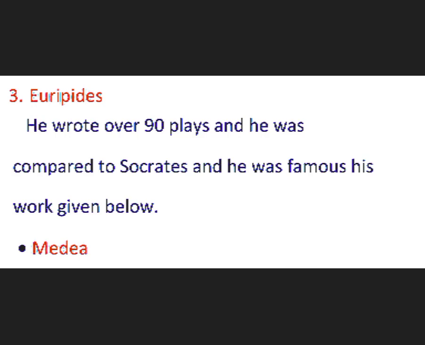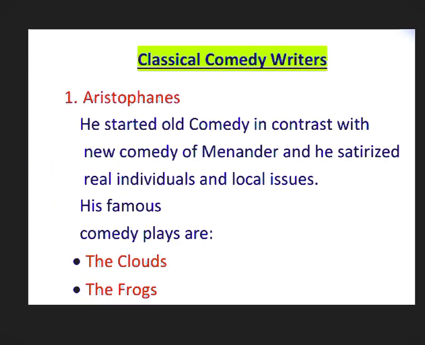Now the third one is Euripides. He wrote 90 plays, and he was compared to Socrates, and he was famous for his work which is given below, the Medea. Now we revise the great tragedy writers. The first one is Aeschylus, the second is Sophocles, and the third one is Euripides. These are very important tragedy writers of their time.